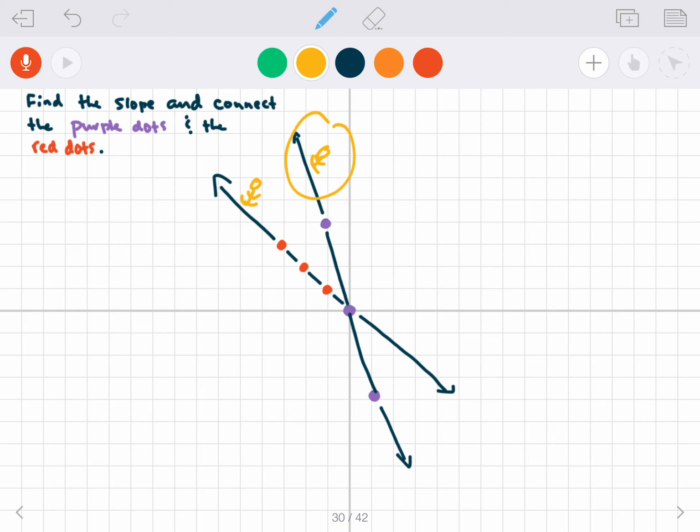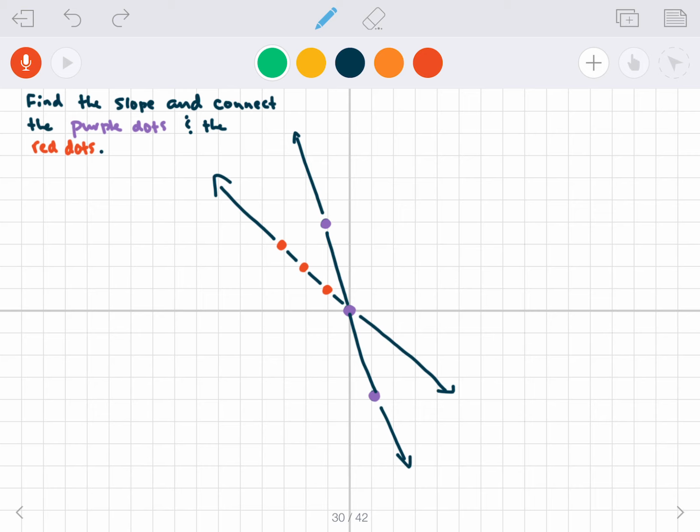This guy is going to have a more negative slope, which means that the number itself is going to be smaller. So like the steepest in the negative direction is going to have the smallest slope, which is opposite of what we have for the positive direction. Okay, so let's go ahead and do rise over run.